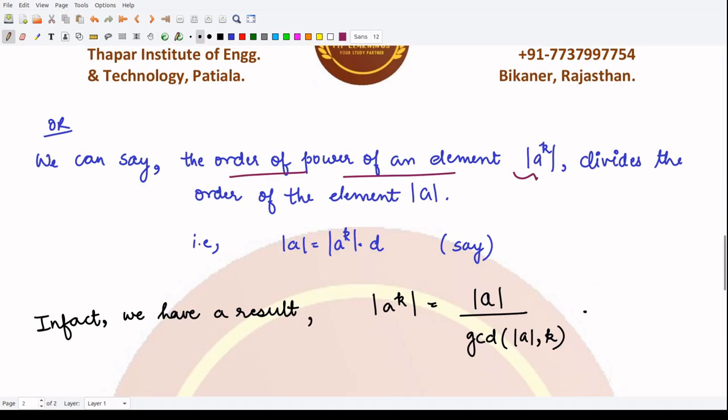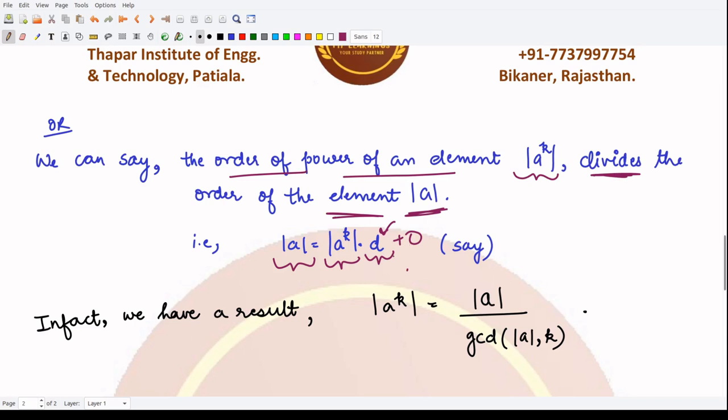You can write it like this: the order of a raised to power k divides the order of the element a. Hence you can write it like this by Euclid's division algorithm: order of a is nothing but order of a raised to power k into some divisor d, right? This is the quotient here, and because it completely divides, the remainder in this case is 0. I have skipped writing it.